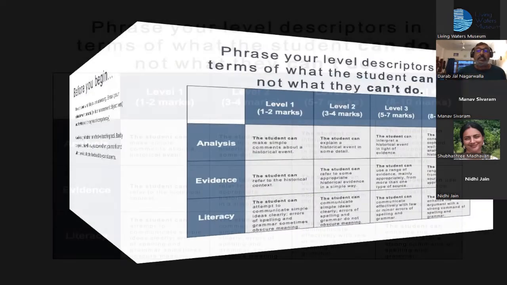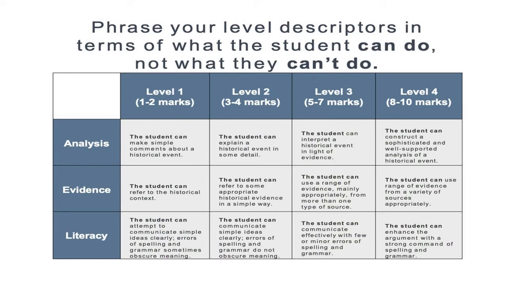So here's an example. The first thing is your level descriptors. They need to be phrased in a particular way, right? They need to be phrased in terms of what your student can do rather than what they can't do. So here's an example, okay?